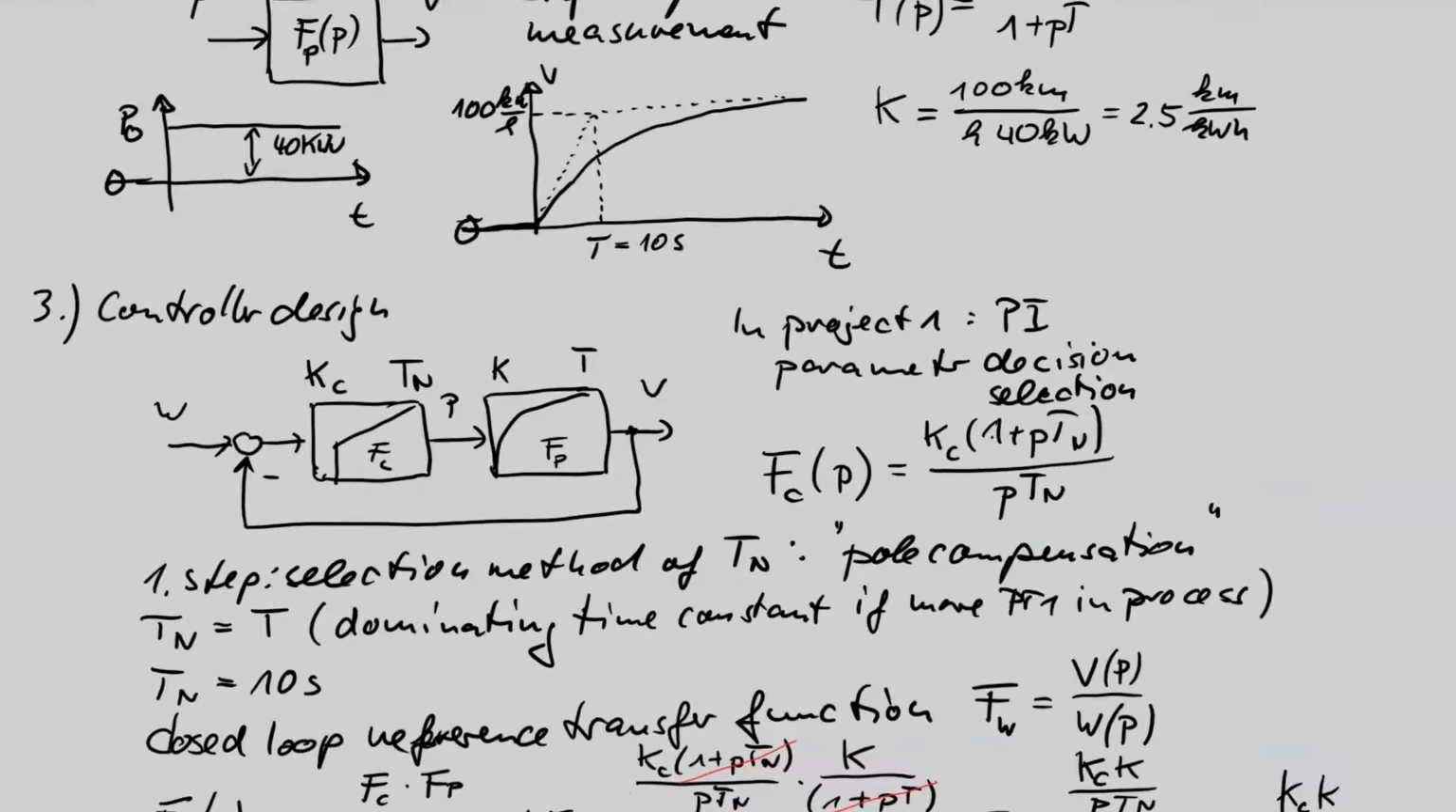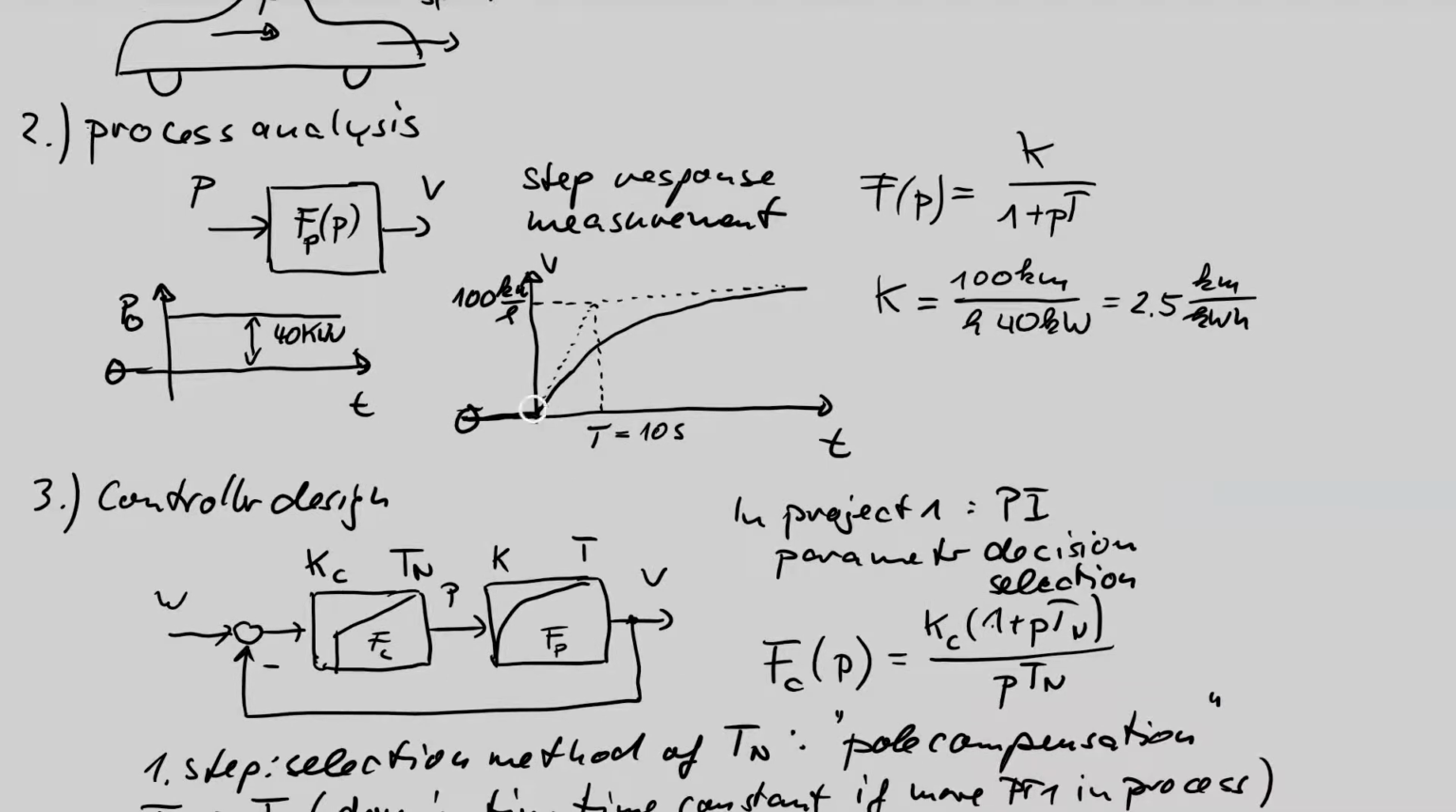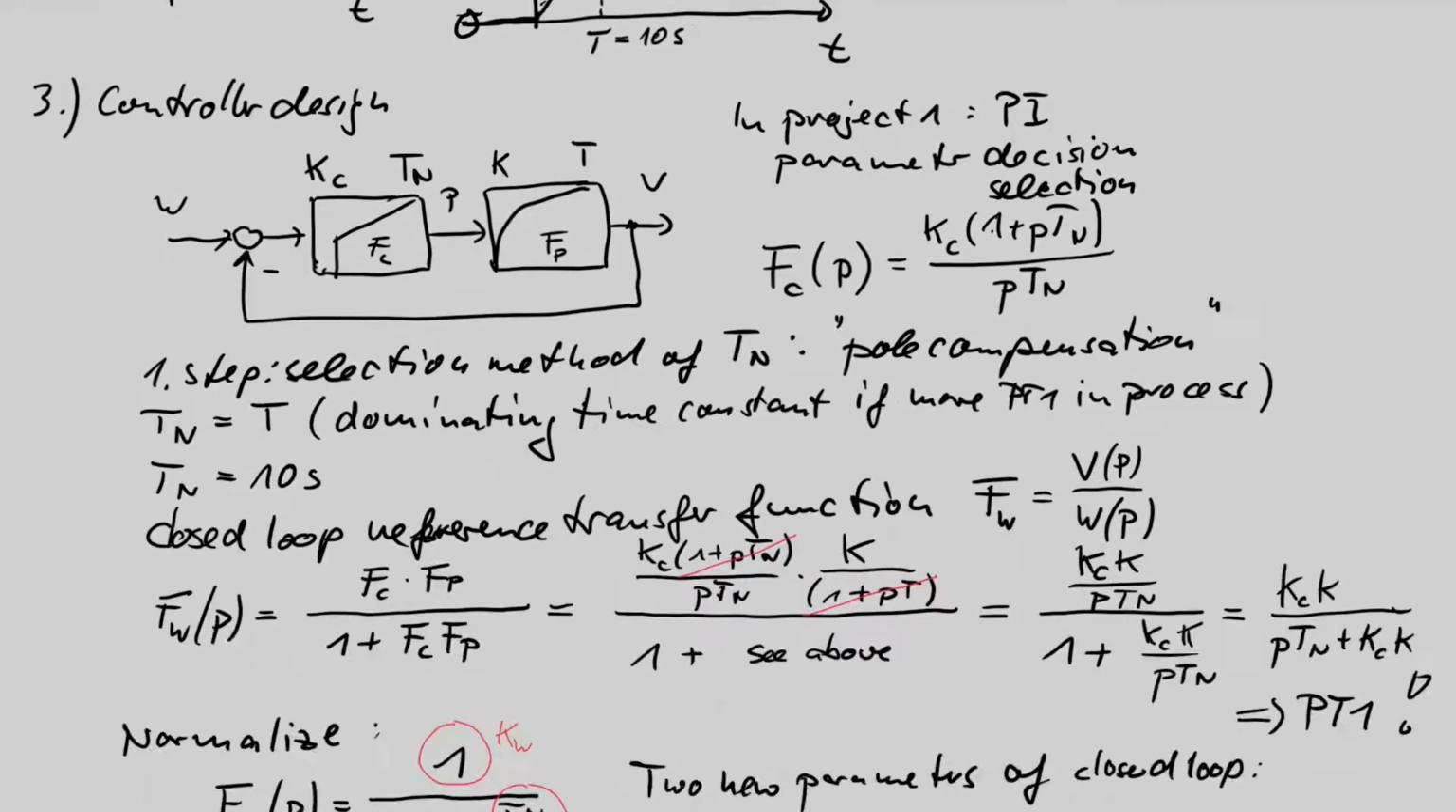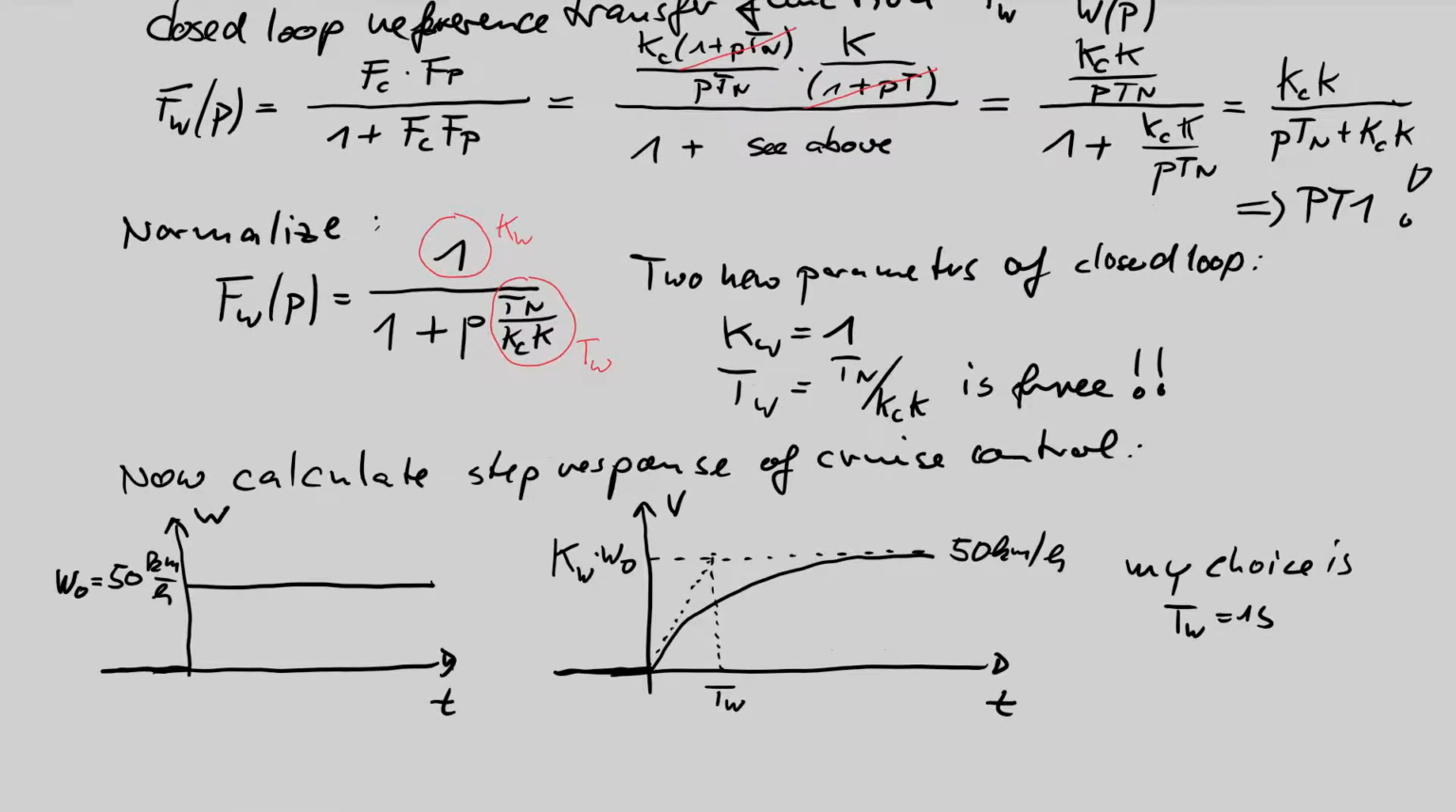That means my car without controller starts with constant power, starts moving, the speed going up to the final value with a time constant of 10 seconds. Now I want to have an acceleration. I want to have a fast reaction. I want to have after 1 second 63% of 50 kilometers per hour, after 2 seconds 84, and after 3 seconds 95. So this is my desire, and I want to check, is it realizable?